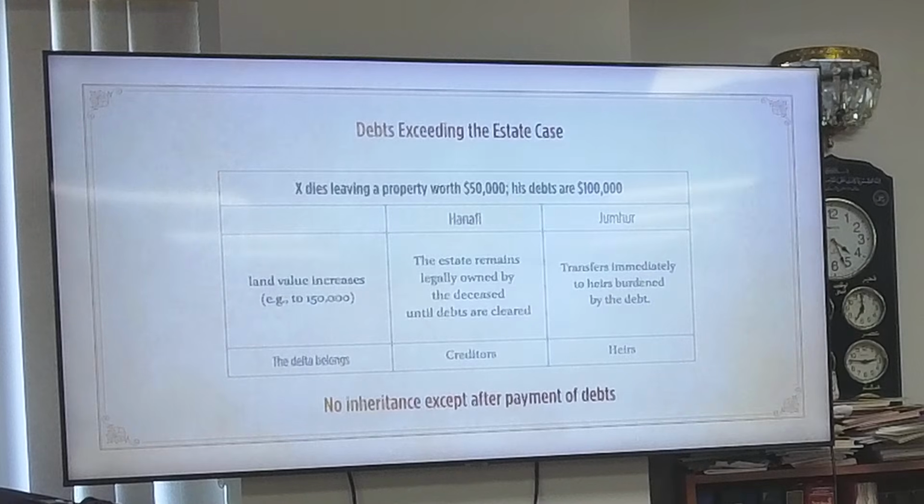So there's a debate and conversation among the scholars, and the Hanafi side with the first one, and the Jumhur side with the other one. Now, the estate is transferred, burdened by debts. So let's take an example. X dies, leaving a property that was worth $50,000, but his debts are $100,000.